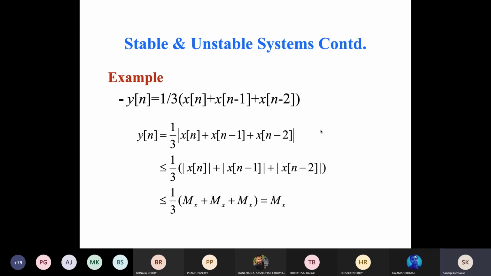So for example, let's say y[n] = 1/3 (x[n] + x[n-1] + x[n-2]). Then |y[n]| = |1/3 (x[n] + x[n-1] + x[n-2])|, which is ≤ 1/3 (|x[n]| + |x[n-1]| + |x[n-2]|), which is ≤ 1/3 (Mx + Mx + Mx), which is equal to Mx. So this is a stable system. Got it?